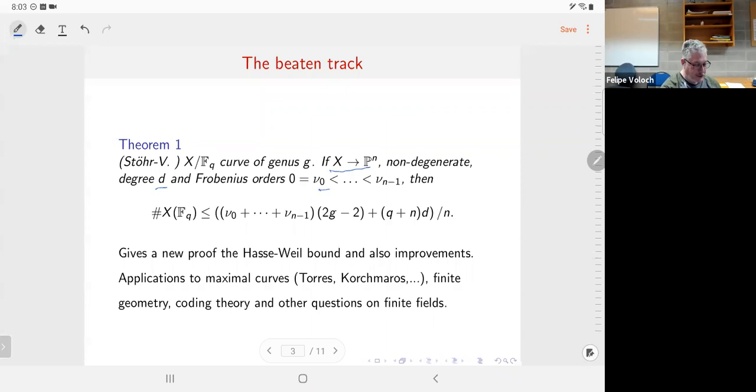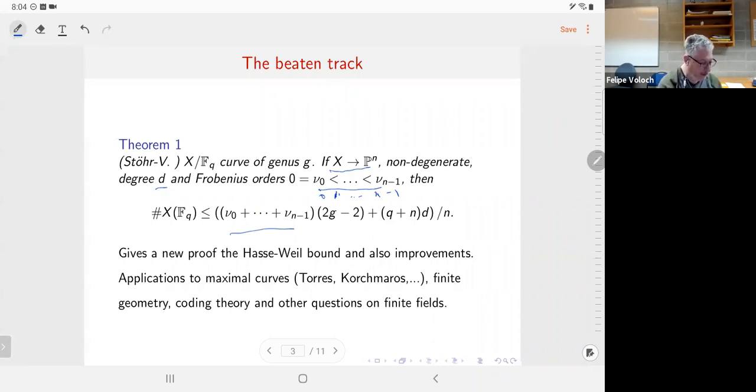To this embedding, there's associated some numbers which are called the Frobenius orders. These are some non-negative integers. They usually are 0, 1, up to n minus 1. When this happens, you say the system is Frobenius classical, or the embedding is Frobenius classical, and that's when it's nicest. And then you get the bound. So the bound depends on these Frobenius orders, and of course the bound is smallest when the Frobenius orders are the classical orders 0, 1, up to n minus 1.